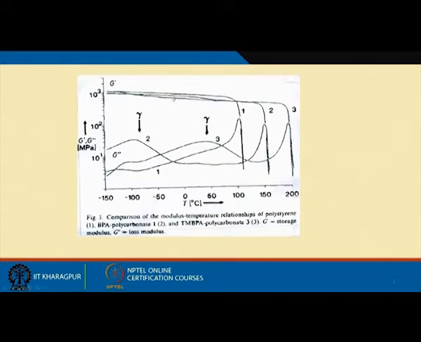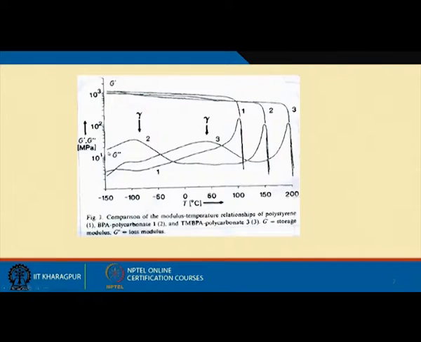So, your G prime is not much different except for the fact that the point at which it falls down signifies the Tg. You can see polystyrene has a lower Tg, and BPA bisphenol A polycarbonate has a Tg around 150, and when you have tetramethyl substitution, the Tg is around 200. The loss modulus though is very important to keep in mind.